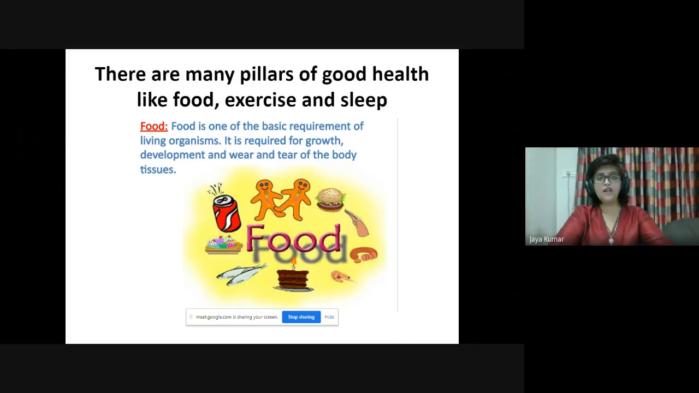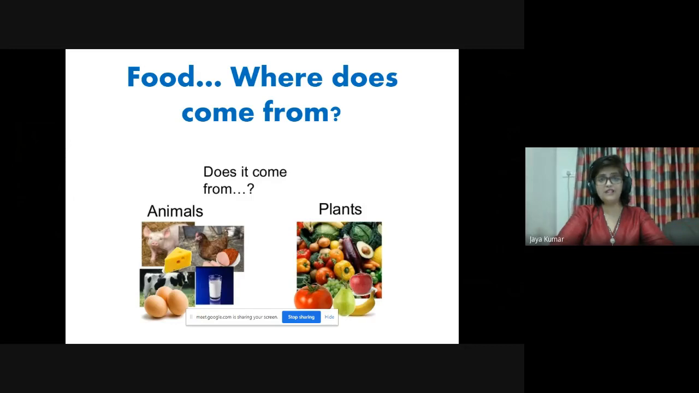Food is one of the basic and very important requirements of living beings. It is required for growth, development, and wear and tear of the body tissues. So where does the food come from? Well, some of the food items come from animals like meat, chicken, fish, and dairy products, whereas the other food items come from plants like fruits, vegetables, grains, and pulses.